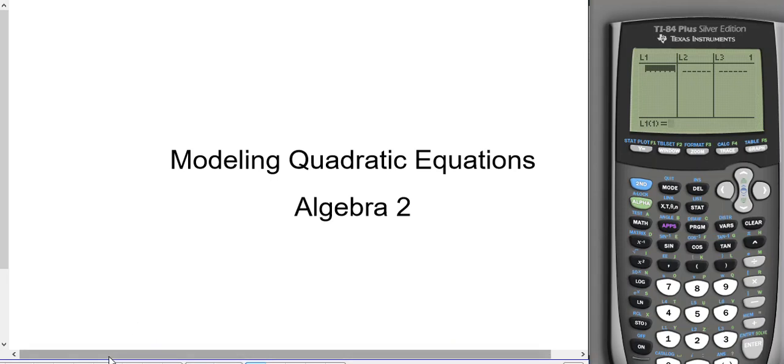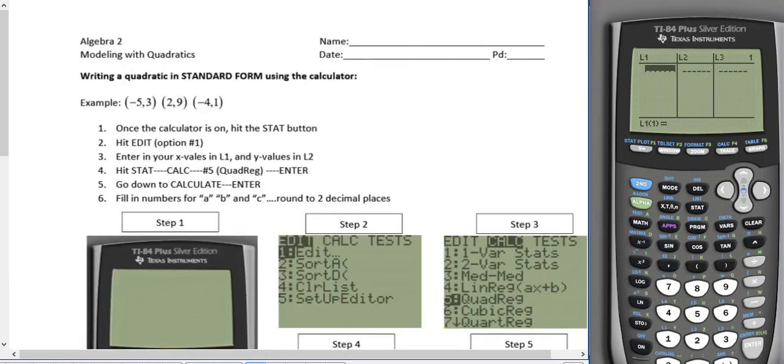Modeling quadratic equations in Algebra 2. So the good part about this is that this part of the unit is all done on the calculator. What's going to happen is you're going to be given points and you're going to be asked to write the equation to the quadratic. Now let's review from last class. An equation for a quadratic has x squared in your answer.